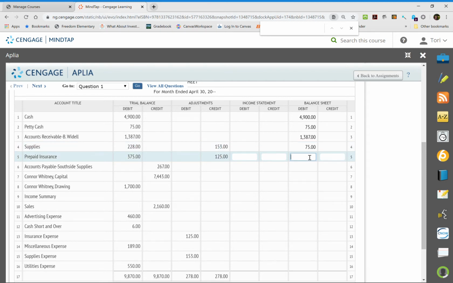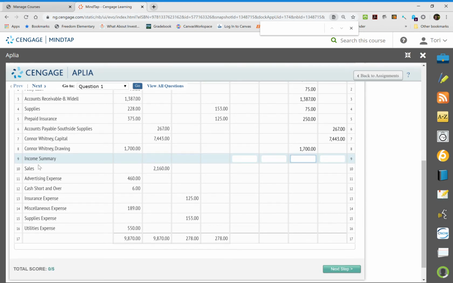We'll do the same thing for our prepaid insurance. So you take your beginning balance and subtract your adjustment. So we have 250. Now remember, on accounts payable, it switches over to your credit side. 267. Same with capital, it's over here on the credit side. Our drawing is back on the debit side. It's normal balance. Again, there's nothing that's going in your income summary.